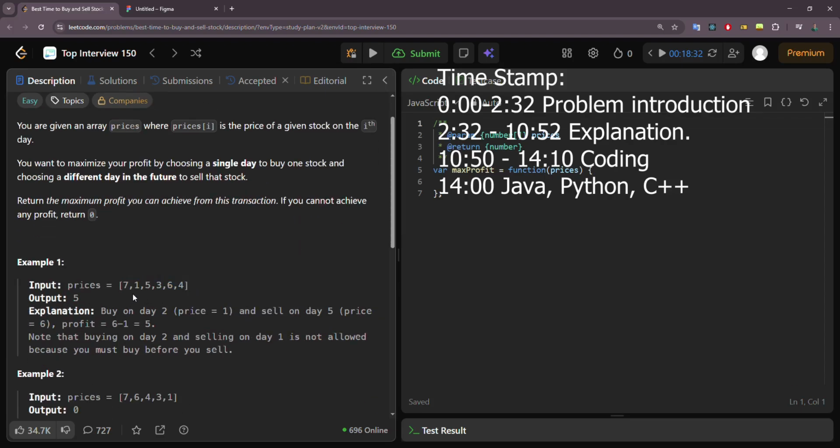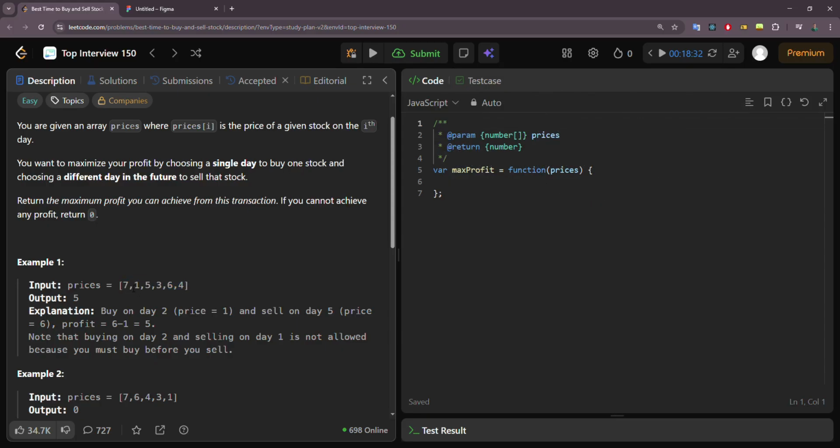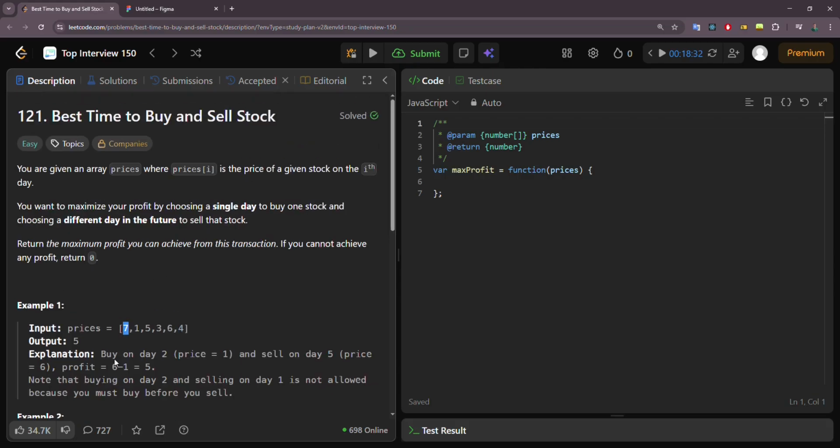In short, the problem says, okay, you are going to have a few days. And in every day, the price of the stock is going to change. In the first day, it's 7, in the second one 1, in the third 5, 3, 6, etc. So you need to buy in a day and sell the stock in another day in order to maximize your profit.